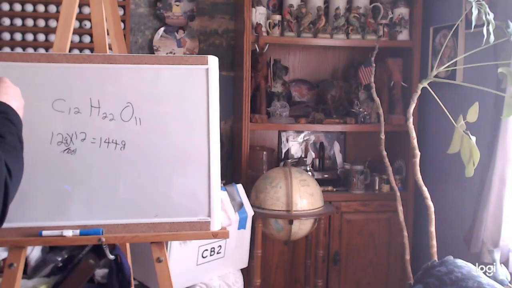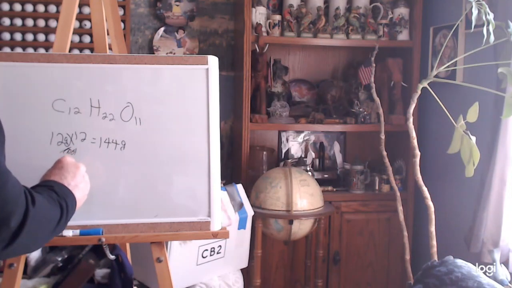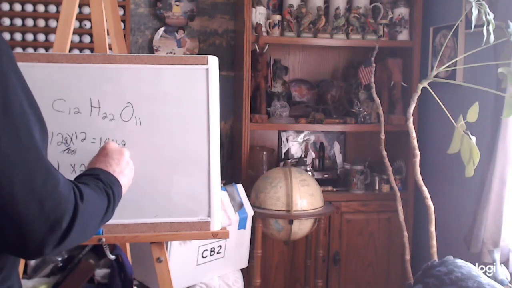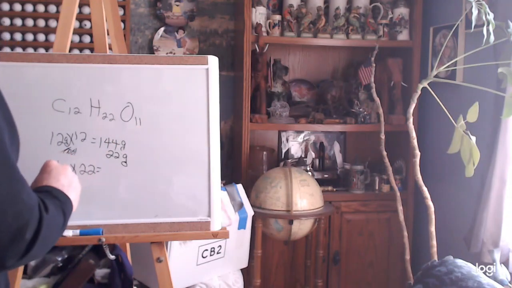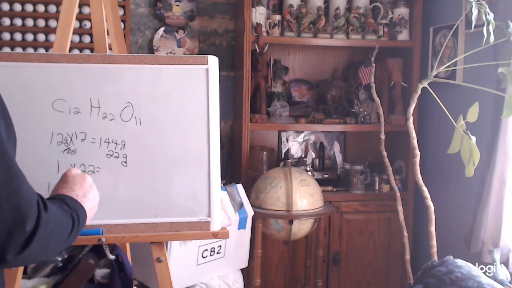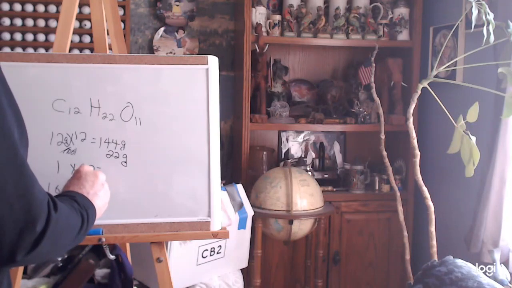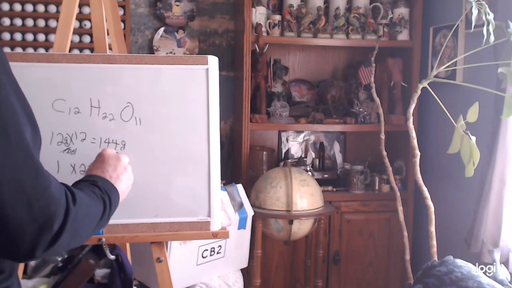And then hydrogen is 1 times 22 is equal to 22 grams. And oxygen is 16 times 11. So again, depending on how you want to do this, I suggest you do this kind of stuff in your mind. They give you 176 grams.